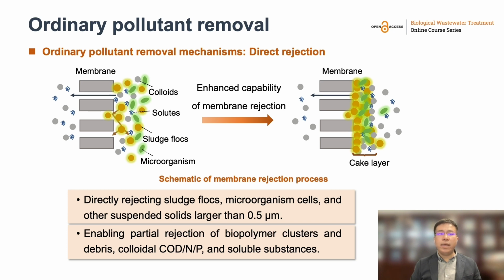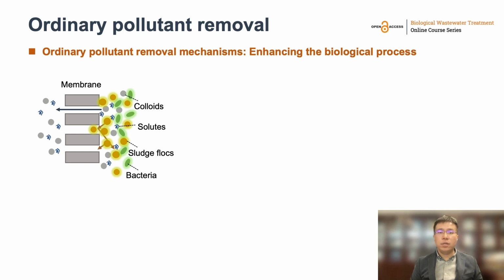This consequently can enhance the rejection ability of the membranes, thereby enabling the partial rejection of biopolymer clusters and debris, colloidal, COD, nitrogen and phosphorus, and even soluble substances such as SMP and some less biodegradable solutes. We know that the microfiltration or ultrafiltration process is a physical process, and it is not likely to straightforwardly change the nature of the microorganisms in the MBR tanks.